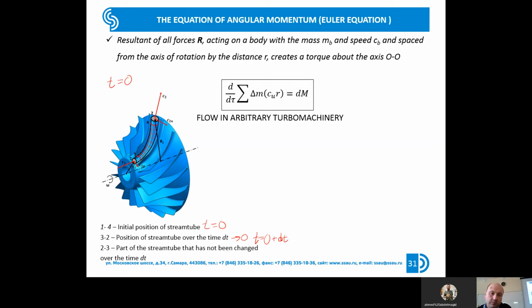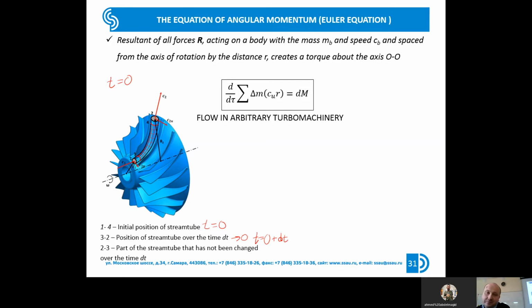So, do you understand what I mean? We have a tube, and after a small time, it moves to another position. And we have the common part of these two tubes at which flow parameters don't change. So let's apply this equation to this case. Could you apply this equation to this case?